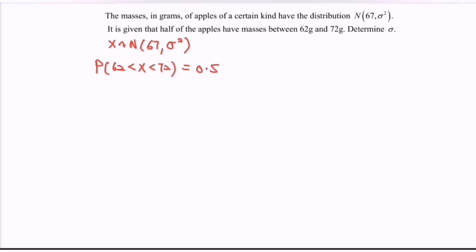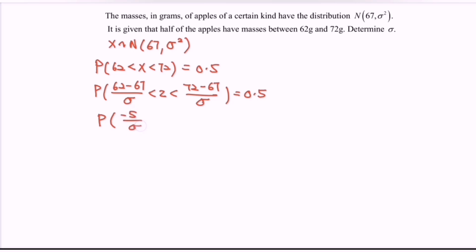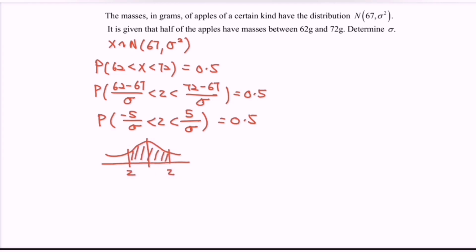So first, standardize. 62 minus 67 over the standard deviation, z, 72 minus 67 over the standard deviation equals 0.5. So simplify. The probability is that we have negative 5 over standard deviation, and then 5 over standard deviation equals 0.5. Refer to the diagram. We notice that it is the same value of z, just that one is negative and the other is positive.